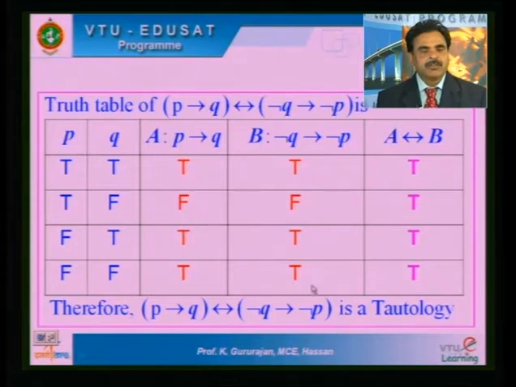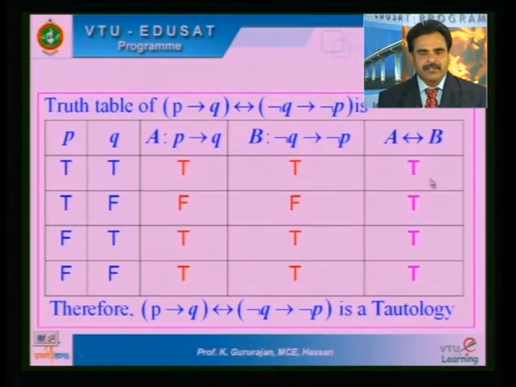Now, it is clear to you. Suppose you are given a problem and asked to find whether a formula is a tautology or not. All you have to do is to construct the truth table of the formula. Suppose in the last column you notice that the truth value is always T, then you can conclude that it is a tautology.